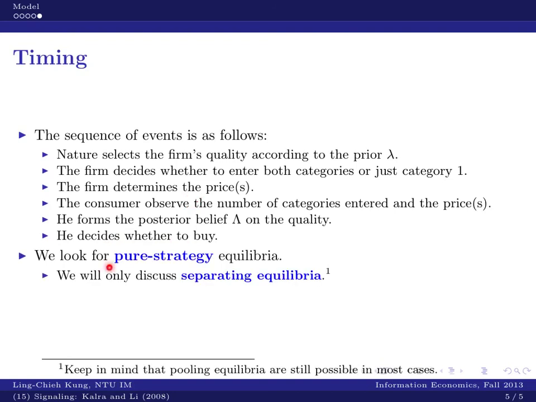As always, we look for pure strategy equilibria, and we will only focus on separating equilibria. We need to keep in mind that for our games and for most signaling games, there will be pooling equilibria at the same time. Even though we typically care more about separating equilibria because we want to highlight the signaling effect or impact, there are typically pooling equilibria. It's just that to save our time and to get focused, we will ignore the discussion about pooling equilibria. Okay, so that's about the model.